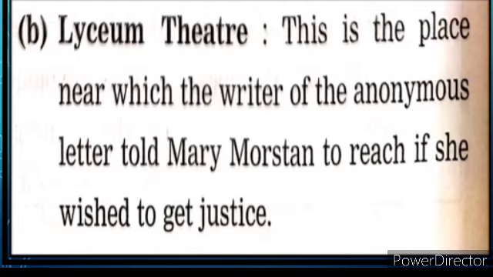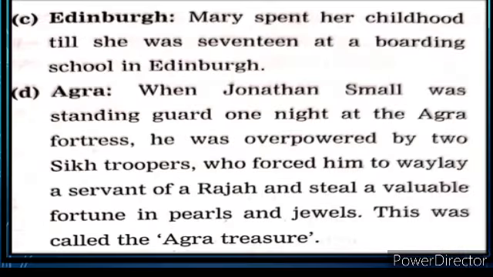Lyceum Theatre: this is the place near which the writer of the anonymous letter told Mary Marston to reach if she wished to get justice. Edinburgh: Mary spent her childhood till she was 17 at a boarding school in Edinburgh.